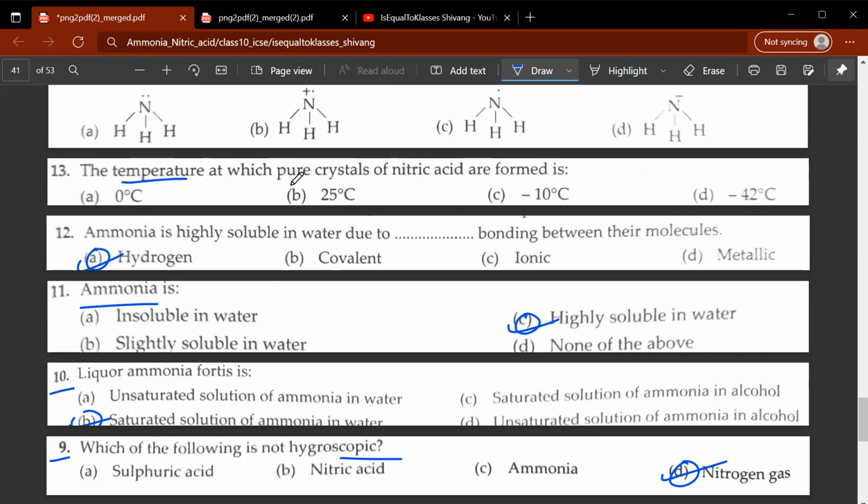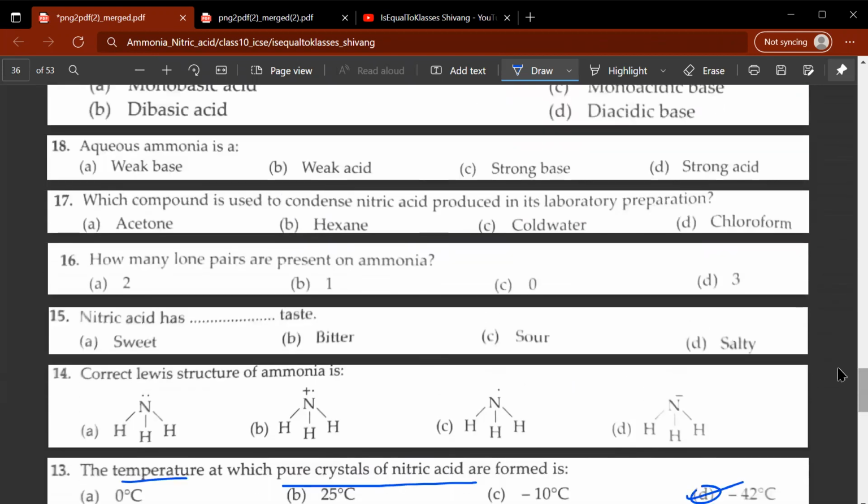The temperature at which pure crystals of nitric acid are formed is D, minus 42 degrees Celsius. Okay, so let's move on. The 14th question, correct Lewis structure of ammonia is. The correct answer would, of course, be A. Note that this is called a lone pair over here. I'll just point it out. Yeah, this is called lone pair. And this is, of course, the correct Lewis structure for ammonia.